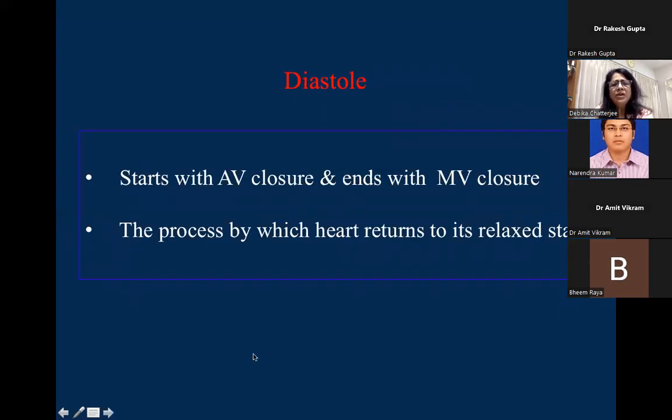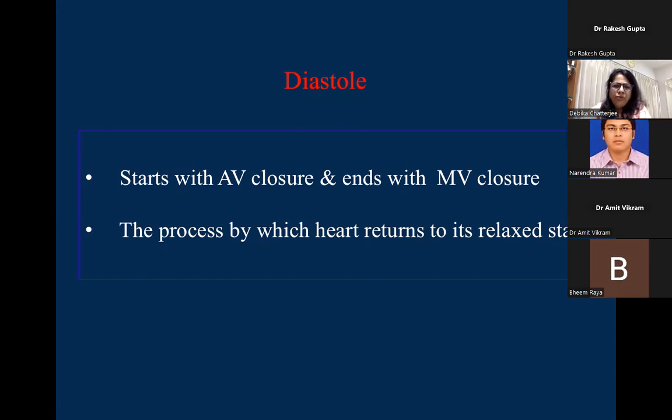Now let us recapitulate a bit of the physiology of diastole of the heart. As you know, it is the phase of filling of the ventricle. It starts with aortic valve closure and ends with mitral valve closure. And it is the process by which the heart returns to its relaxed state.